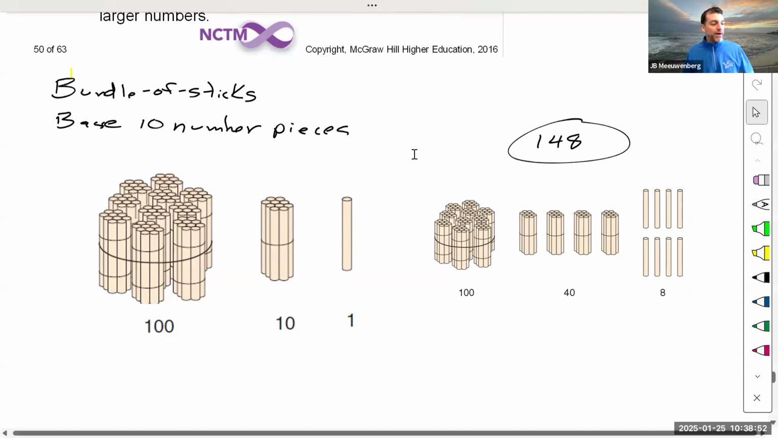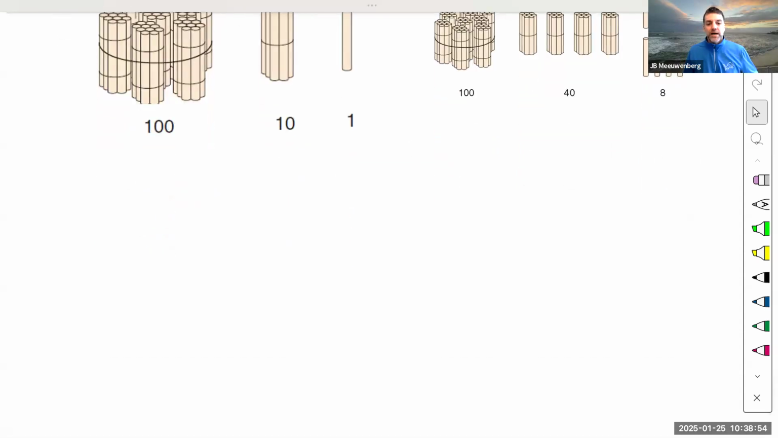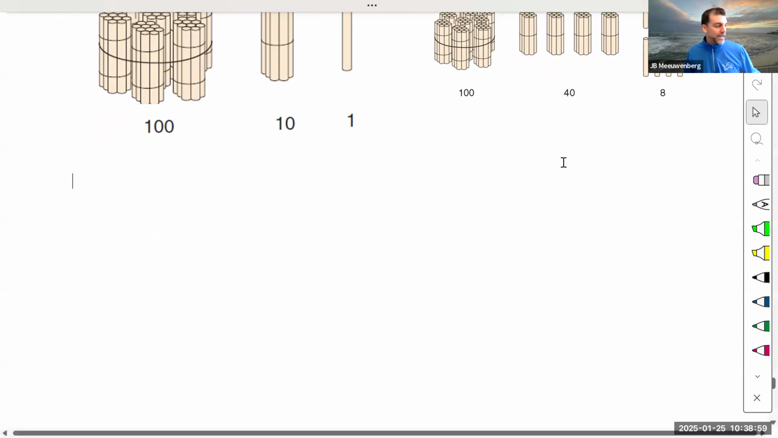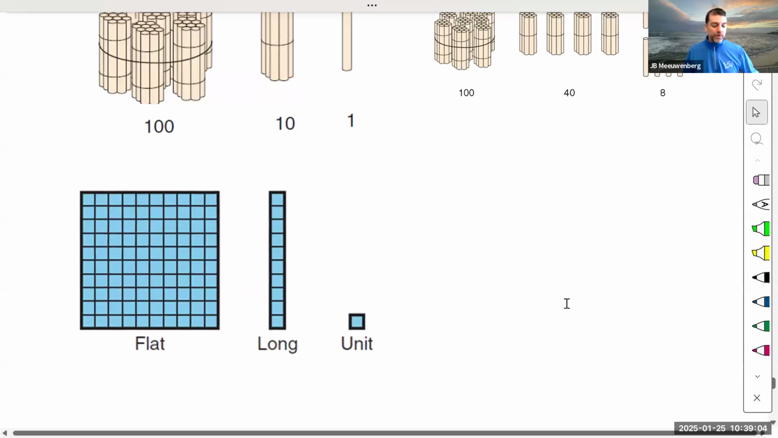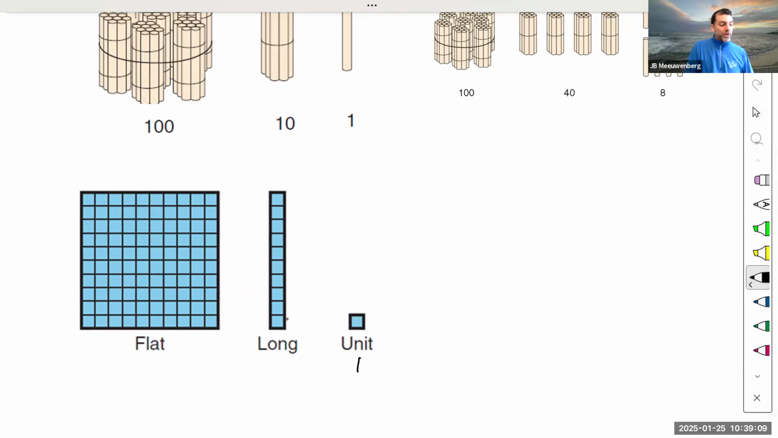Go ahead, and if you don't have them out, get those base 10 number pieces out as well. Again, we introduced those a little bit at the very beginning in the first video. What we have here are the unit pieces, which represent the number 1, the long pieces, which represent the number 10, and the flat pieces, which represent the number 100. As you can see, they're just a different way of visually representing these bundles of sticks. Rather than actual tangible objects, you have little squares.